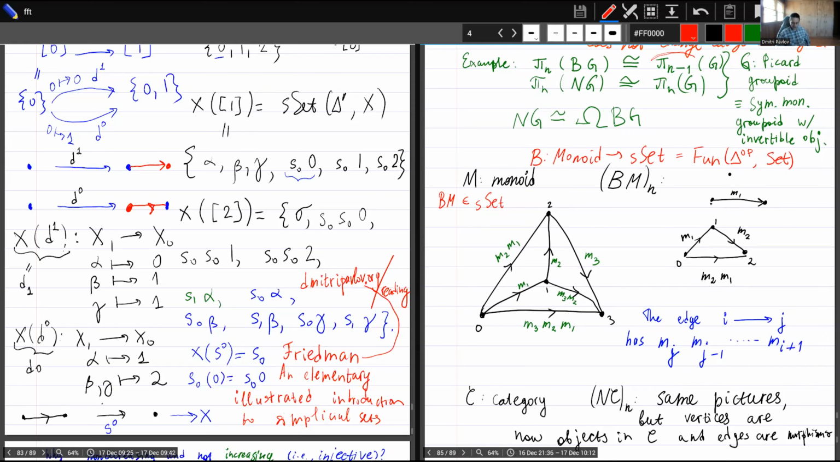Next, the set of one simplices will be precisely the set of elements in capital M. And I depict this, so if I have an element of capital M, let's call it M1, I get a one simplex, which I depict by drawing a one simplex and putting M1 in the middle. So for every element of capital M, I have its own separate one simplex.